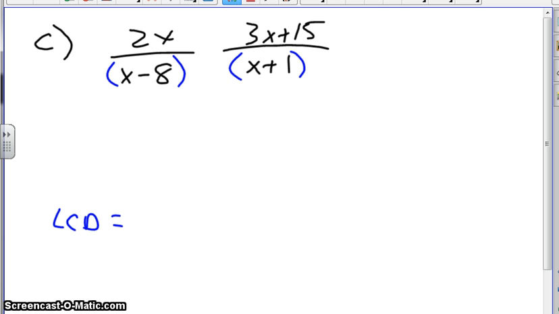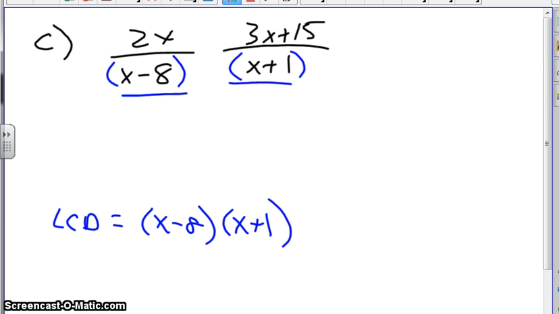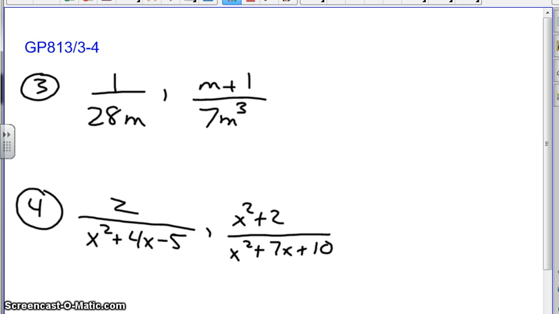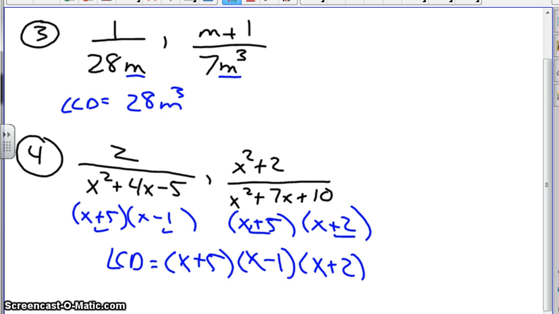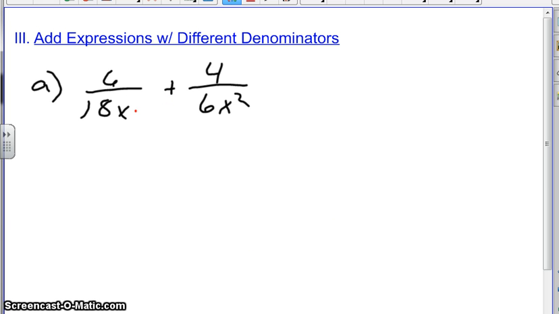But what would the least common denominator be in this case? This one has a factor of x minus 8. That one doesn't. Do we use it? Yes. That one has a factor of x plus 1. Do we use it? Yes. We use every factor. And in this case, they were completely different factors. So the reason we're starting with this is we're looking for LCDs, and now we're going to blow fractions up. Okay, so we have the LCDs for 3 and 4. Now we're ready to find common denominators and add.